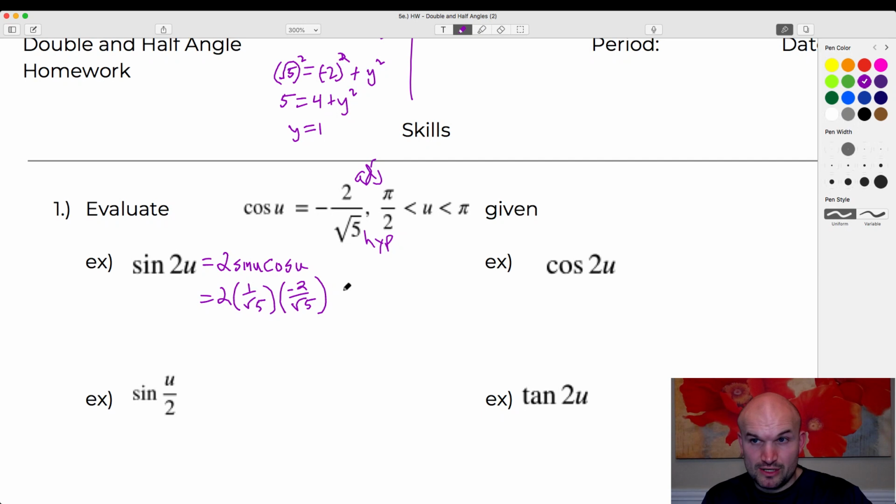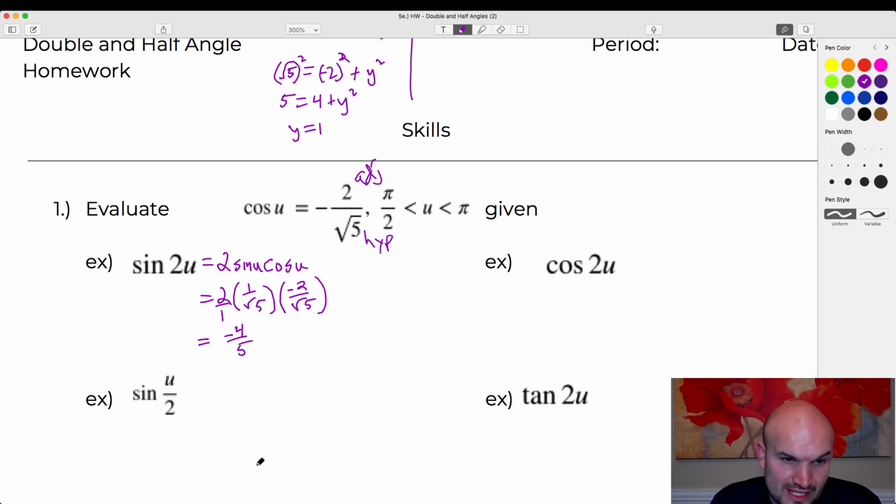Now we're just going to multiply across. Now again, be careful. Remember, this is really a 2 over 1. It's an integer, right? So if you're going to write it as a fraction, make sure you put it over 1. And then as we multiply across here, we're going to get a -4 over square root of 5 times square root of 5, which is the square root of 5 squared, which is just 5.